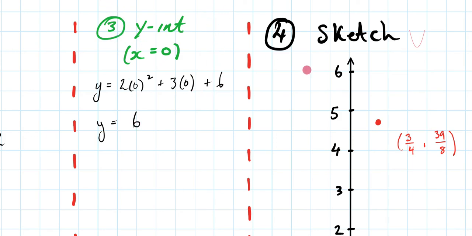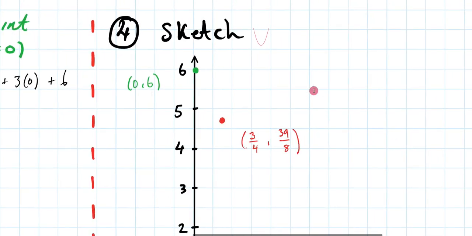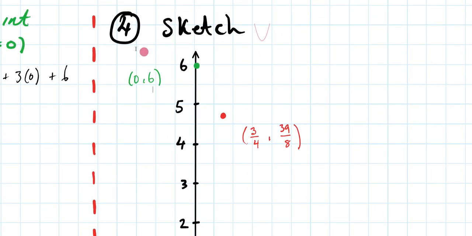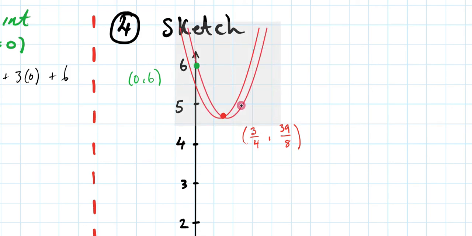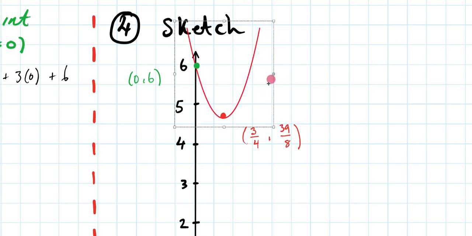So that means when I come here, I can say that my y-intercept is just going to be there. So I could put that in as (0, 6). And now when I come to graph my parabola, it's going to look like this. Oh, might have to move it a bit. There we go. That's pretty good. So I have my y-intercept and I have my turning point.